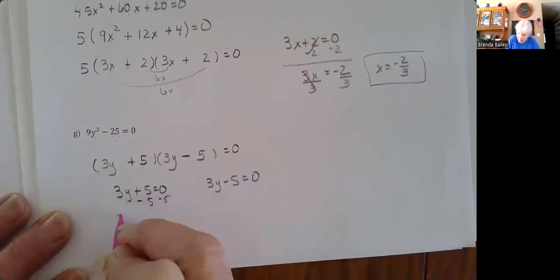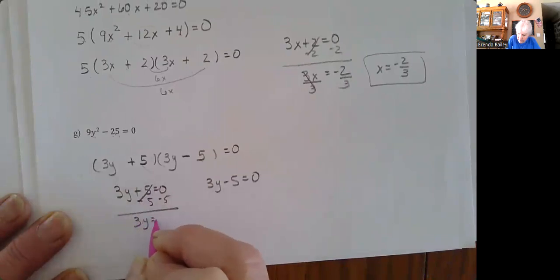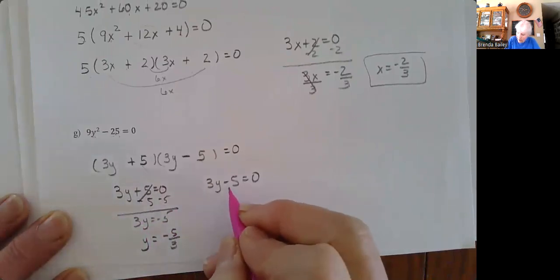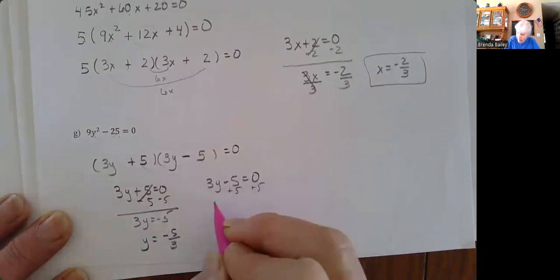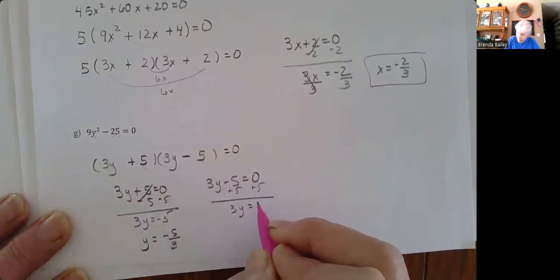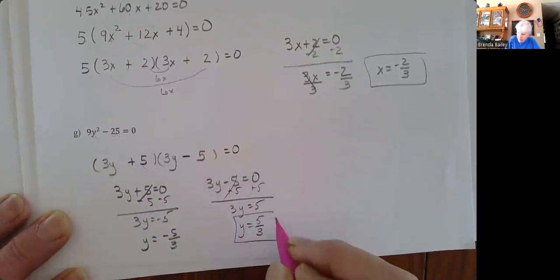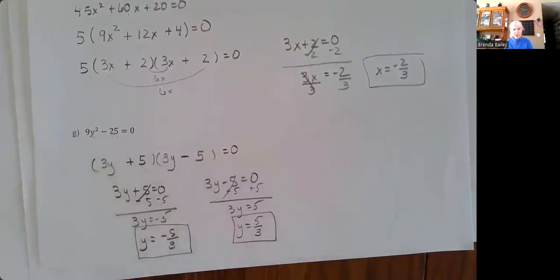Subtract 5. y equals a negative 5/3 when you divide by 3. And the last one, you add 5. Divide by 3, positive 5/3. And those are your 2 solutions. So again, I knew the maximum I could have was 2. And I've got a negative 5/3 and a positive 5/3.